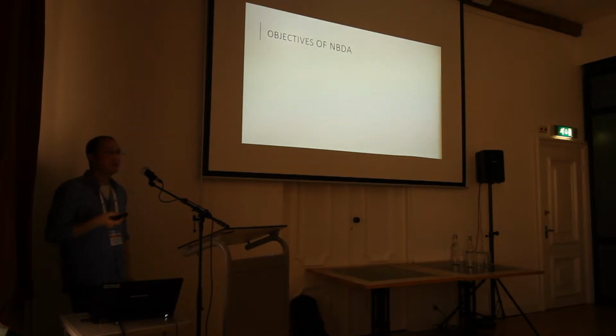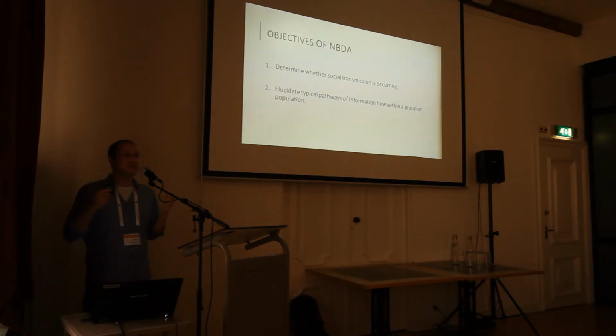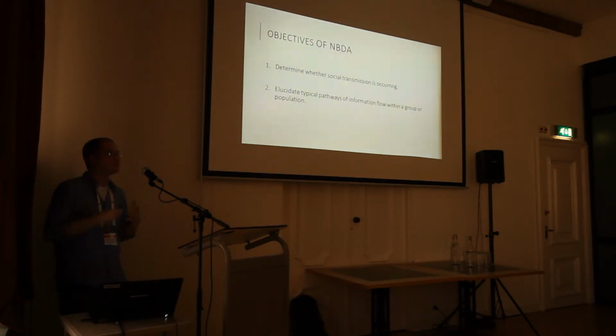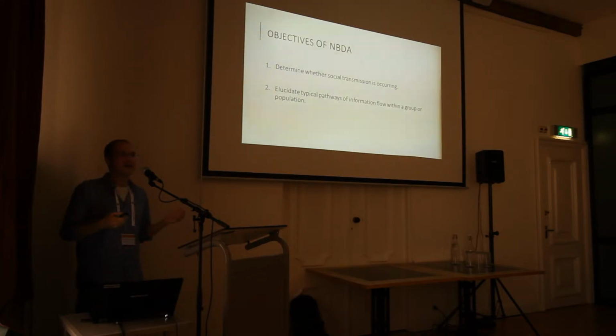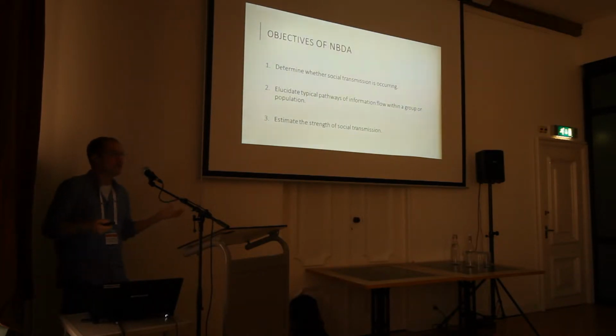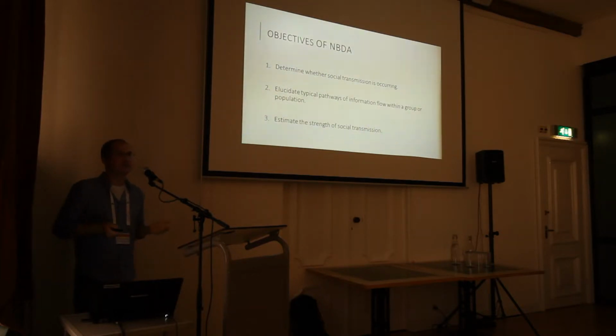And so researchers using network-based diffusion analysis typically have one or more of these aims or objectives in mind. The primary one is to assess the evidence for whether social transmission is involved in the spread of some behavior. Usually it's also of interest to identify what might be the general pathways that information spreads through a group, and instead of just being able to say whether or not social learning is likely to be occurring, it would also be really good if we could get some estimate of the strength of that effect. How important is it? And so with the remainder of my time, I'm going to illustrate how network-based diffusion analysis may be used to address each of these objectives in turn, using a data set recently collected on honeybee foraging.